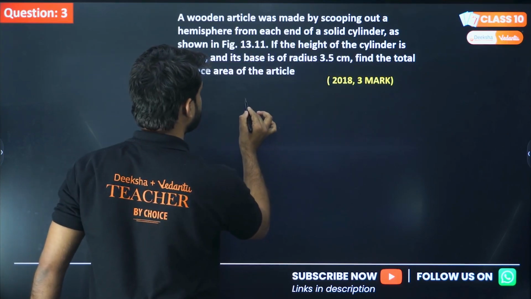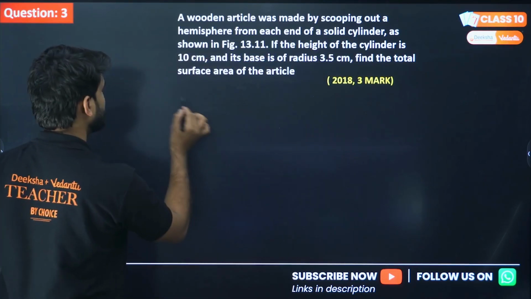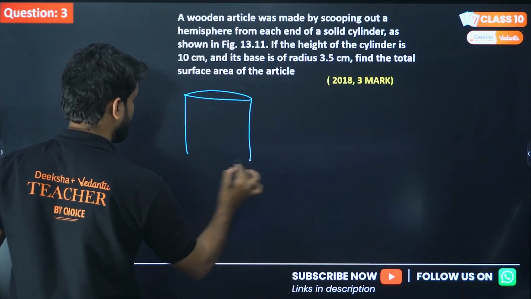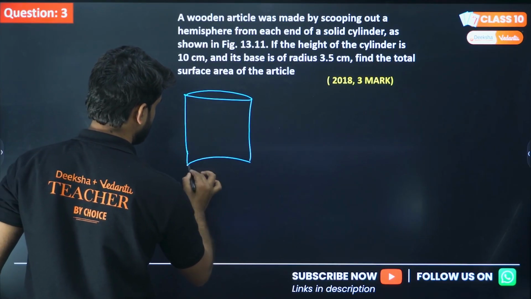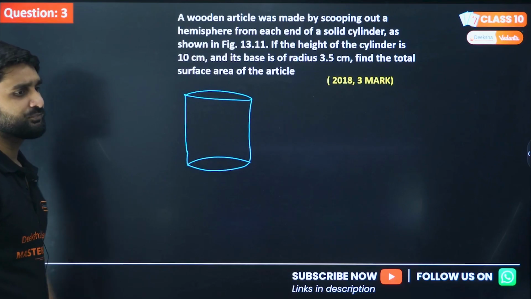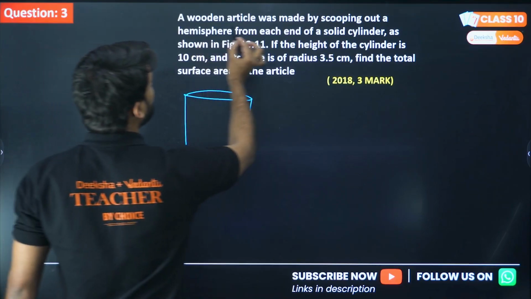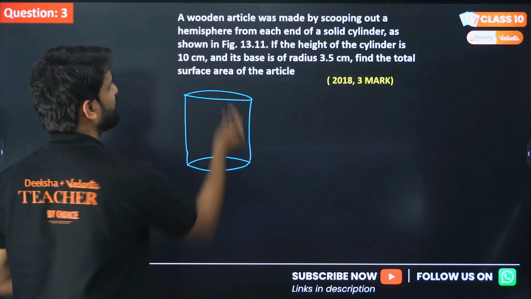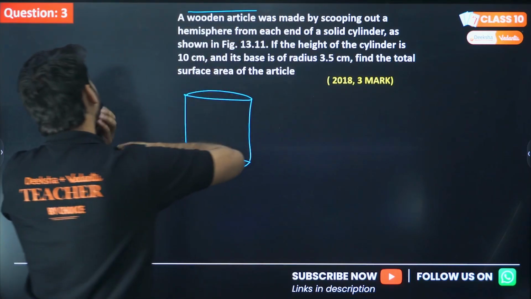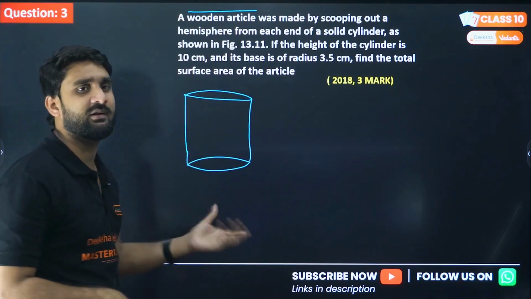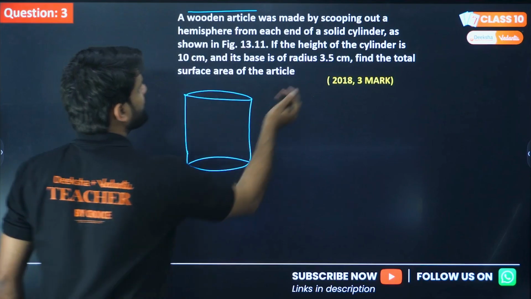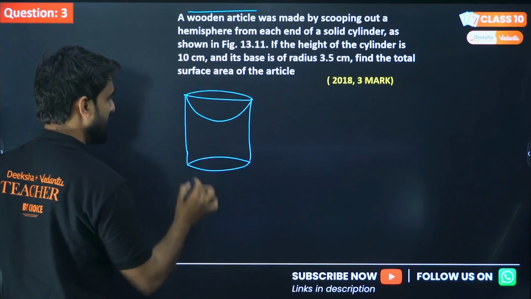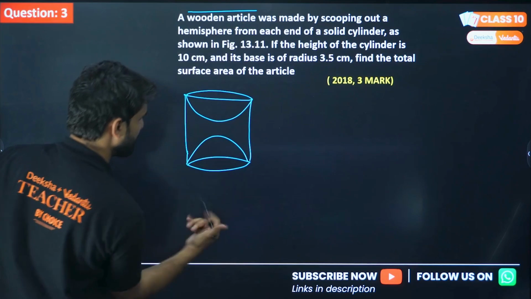So let's say, my dear lovely kids, there is a solid cylinder here. This is the solid cylinder, but it is a piece of wood, because we are making a wooden article here. So the solid cylinder is of wood. Okay, so scooping two hemispheres: one hemisphere we are scooping here, and the other hemisphere we are scooping from this side.